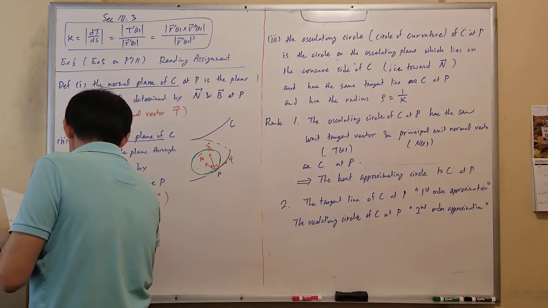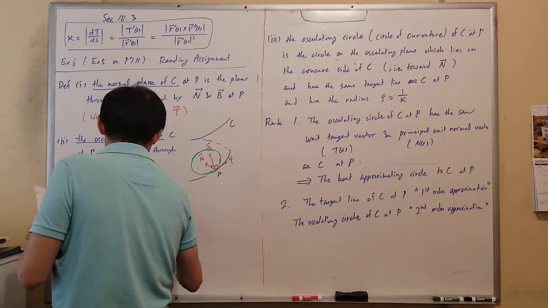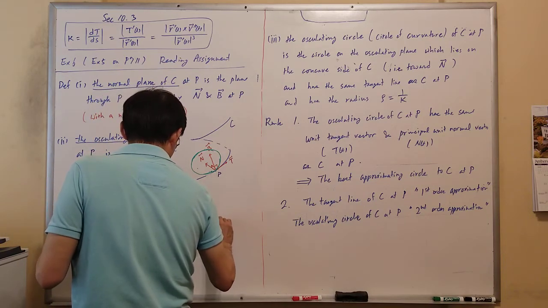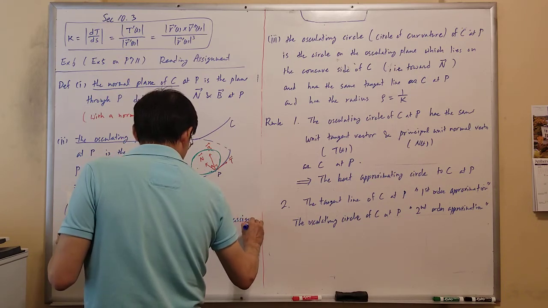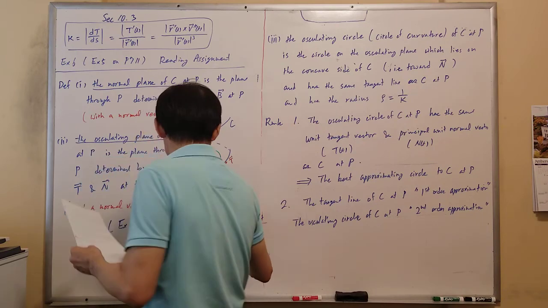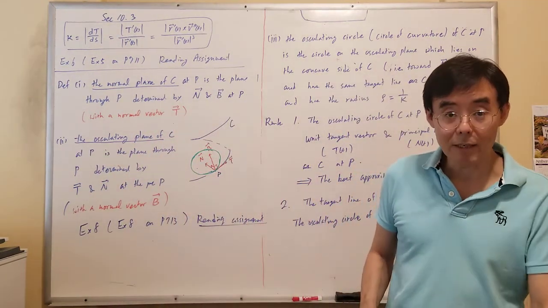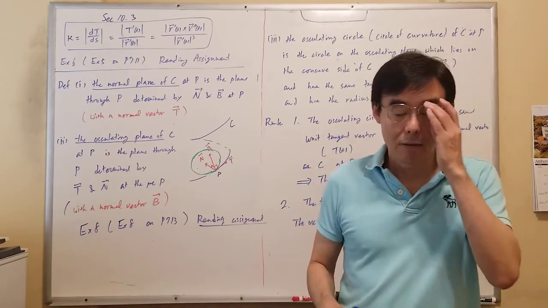And then example 8, same as example 8 on page 713. It's a reading assignment. You just have to follow through the calculation. That's all. This is the end of the second part of section 10.3, which is the end of the section. Okay? Thank you.